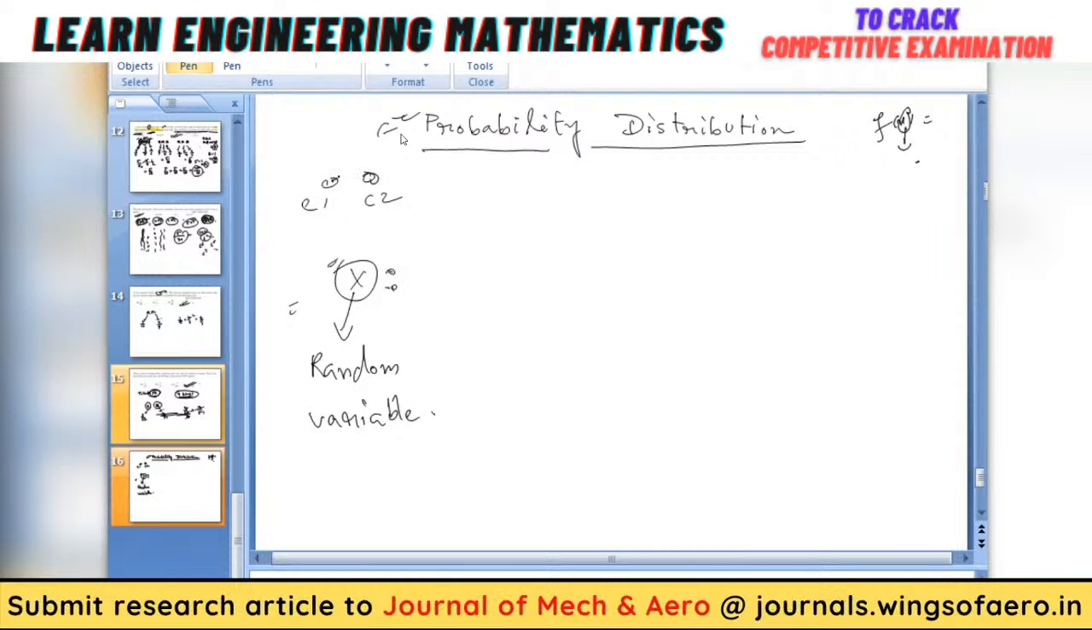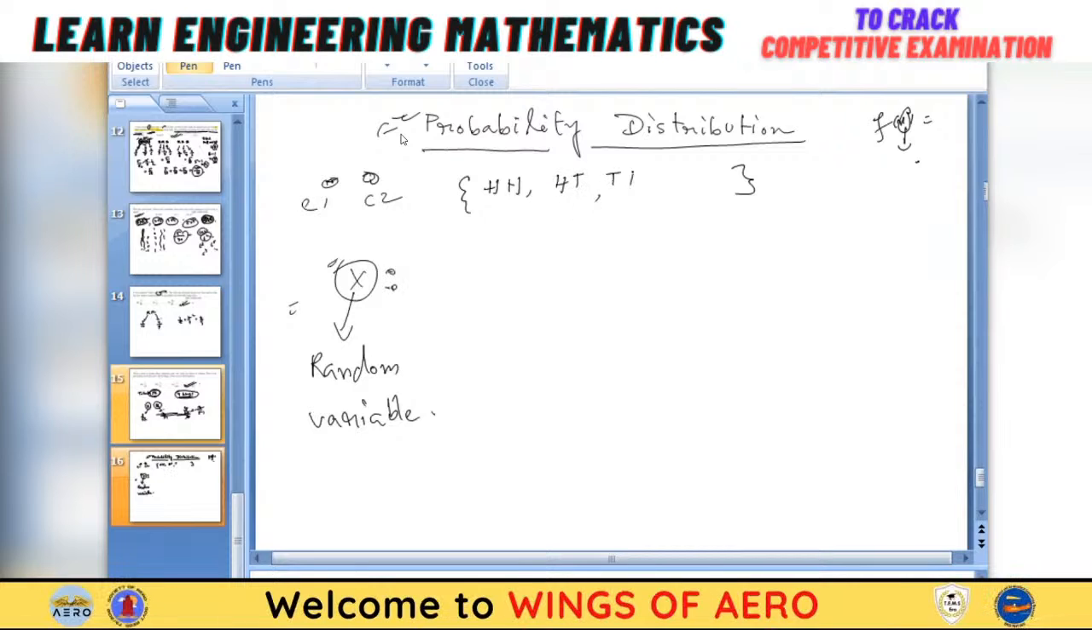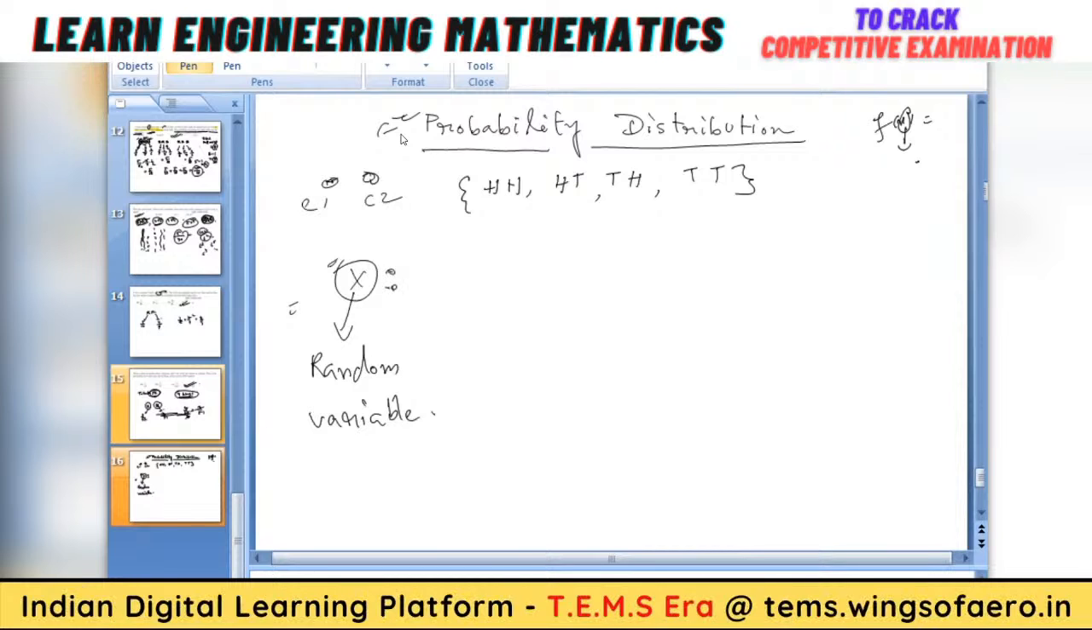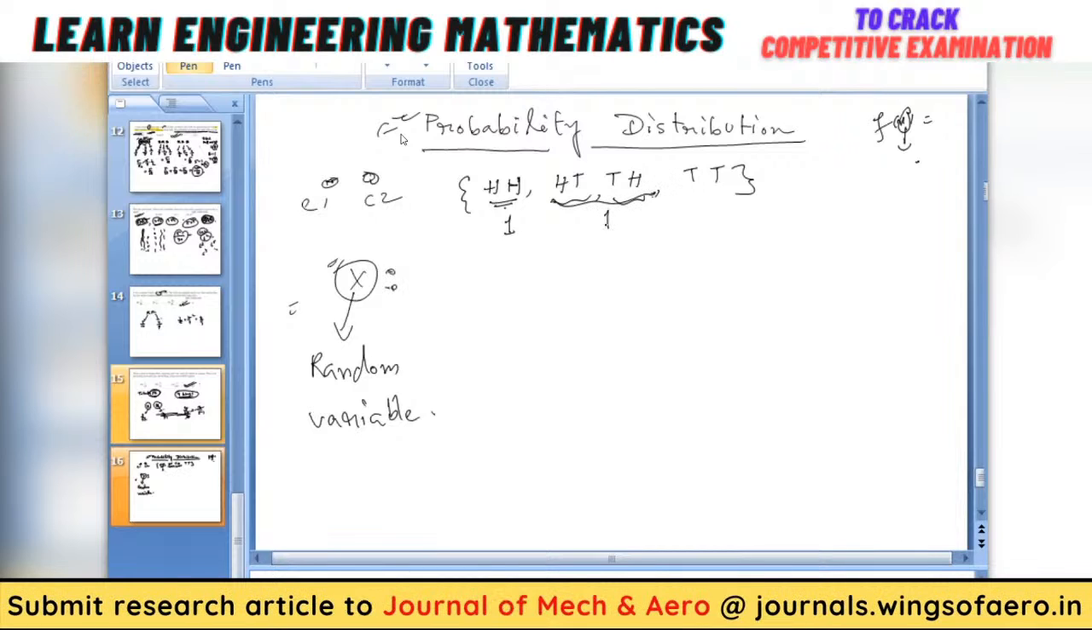So I'm giving a simple example of what a probability distribution is. Suppose we are tossing two coins. How many total events do we get? Head head, head tail, tail head, tail tail. Now head head occurs one time. Head tail and tail head, I am considering these two events.